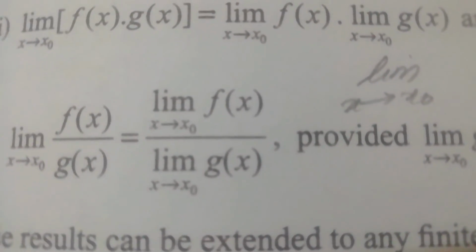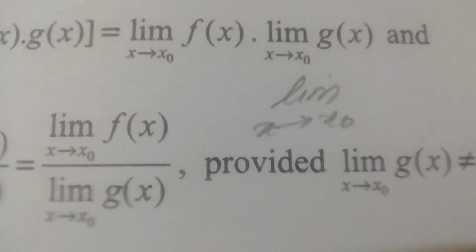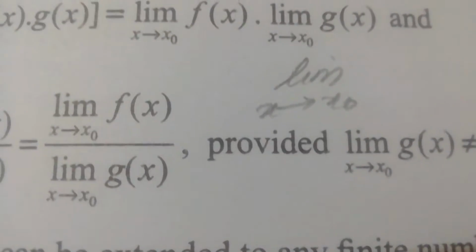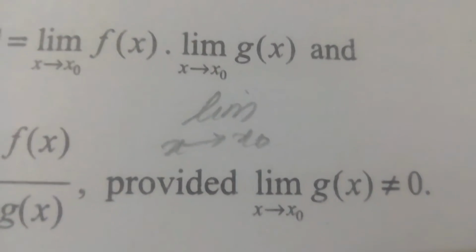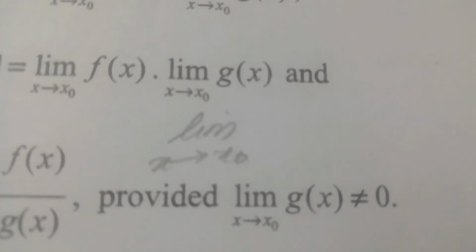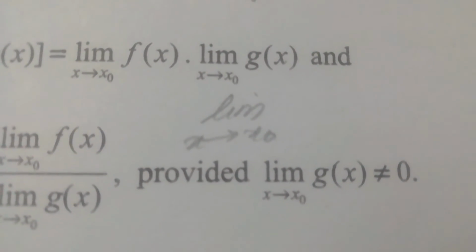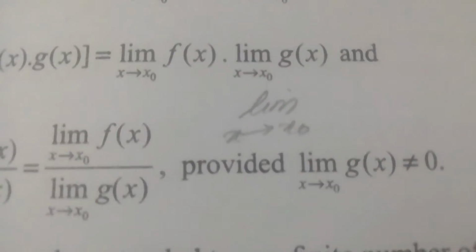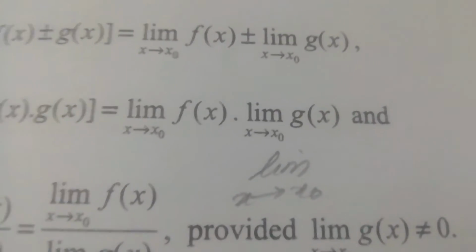If it is given in division form, the limit x tends to x naught of f of x divided by g of x can be written as the limit of f of x divided by the limit of g of x. There is only one condition: the limit of g of x cannot be 0. If the limit of g of x is equal to 0, then this does not exist. Okay, these are all the properties of limits.